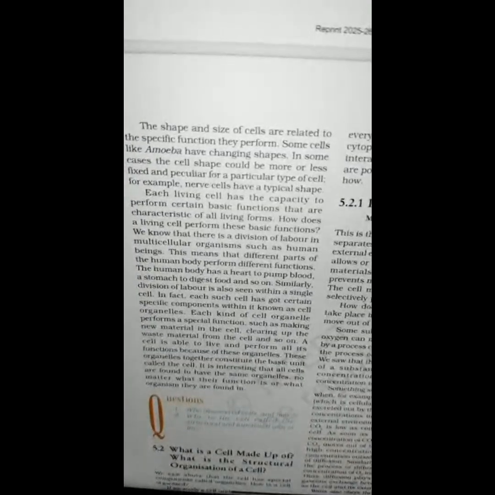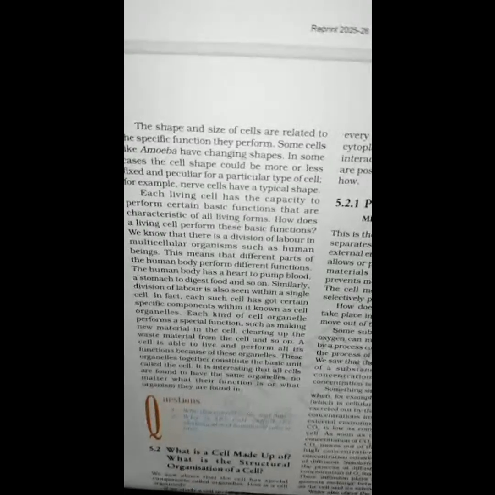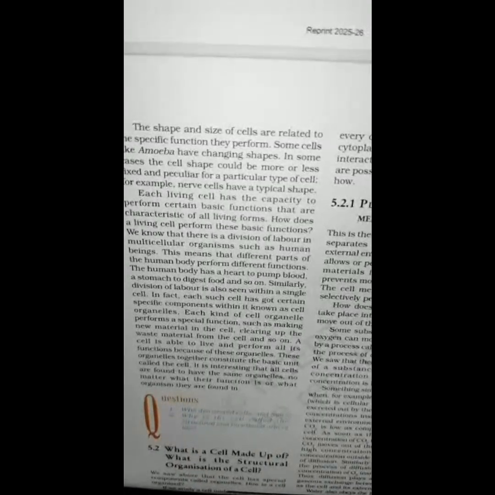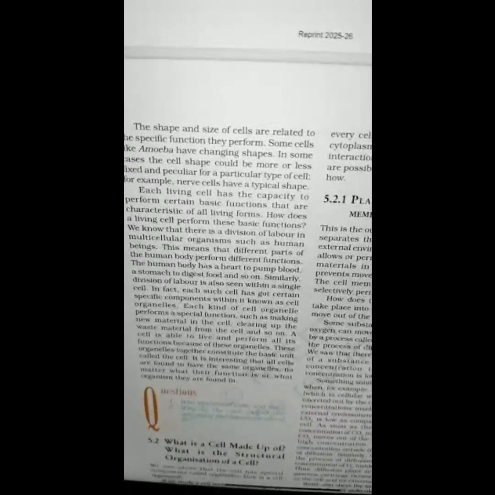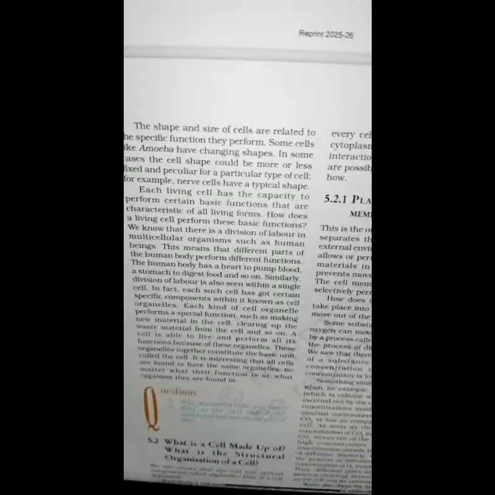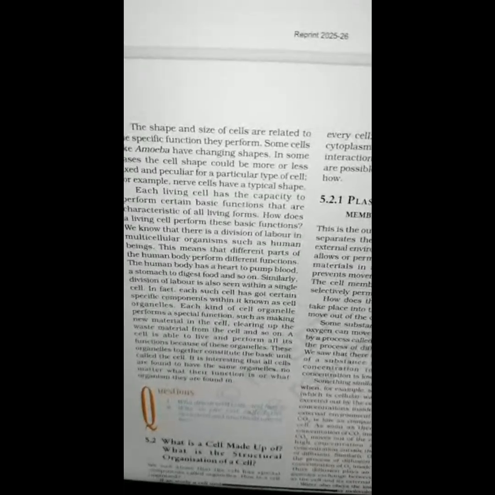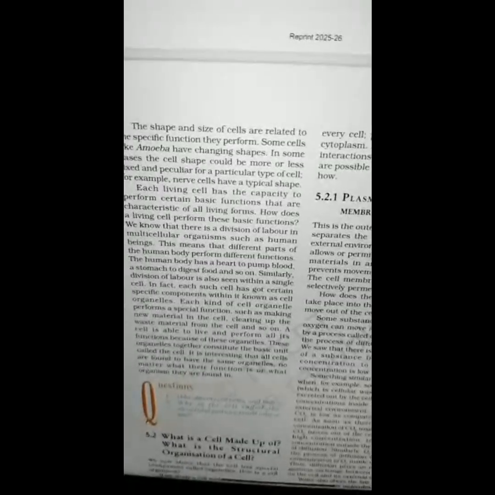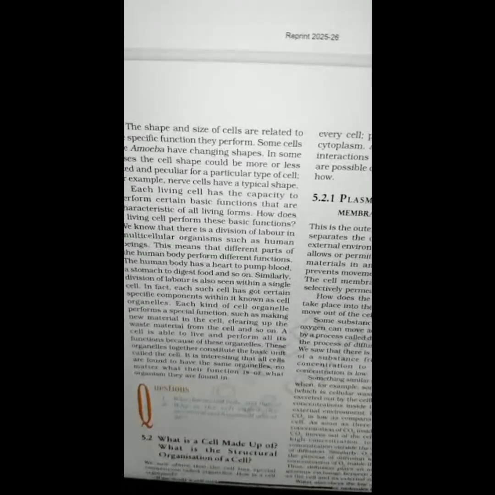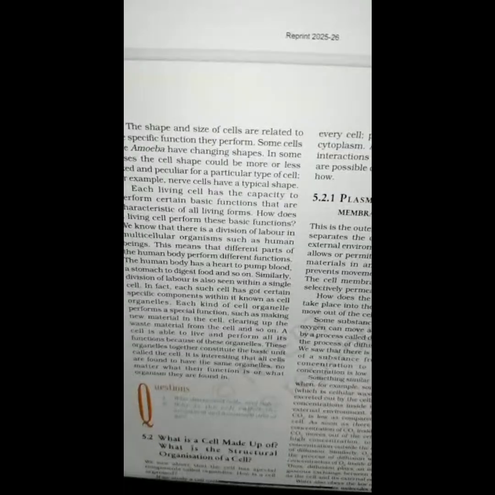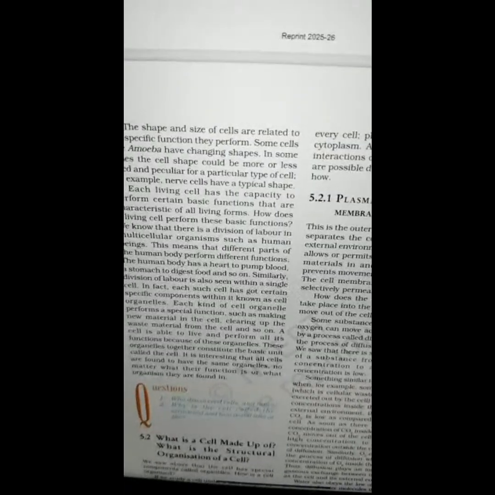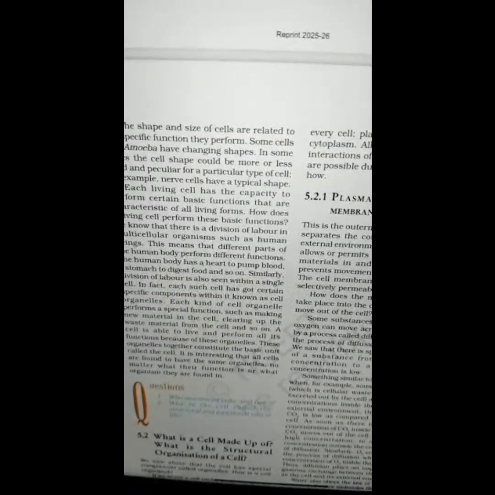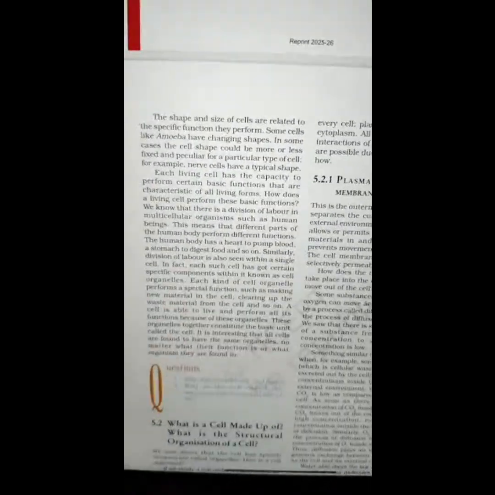How does a living cell perform these basic functions? We know that there is a division of labor in multicellular organisms such as human beings. This means that different parts of the human body perform different functions. The human body has a heart to pump blood, a stomach to digest food, and so on. Similarly, division of labor is also seen within a single cell. In fact, each such cell has certain specific components within it, known as cell organelles.